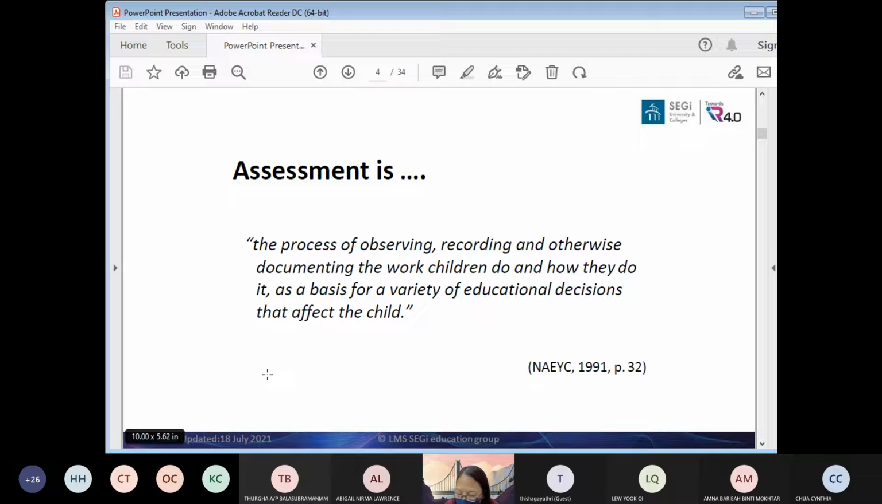So assessment is the process of observing, recording, and otherwise documenting the work children do and how they do it as a basis for a variety of educational decisions that affect the child. It's for educational decisions. What do you mean educational decisions? It's like an instructional thing. When you see the results, it's an instruction to you. What you have to do after that is to make a decision how you want to help the child. Understand?